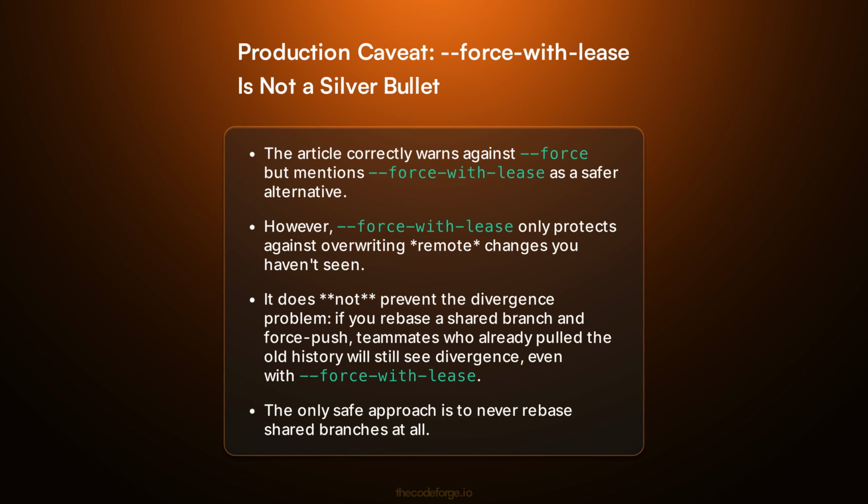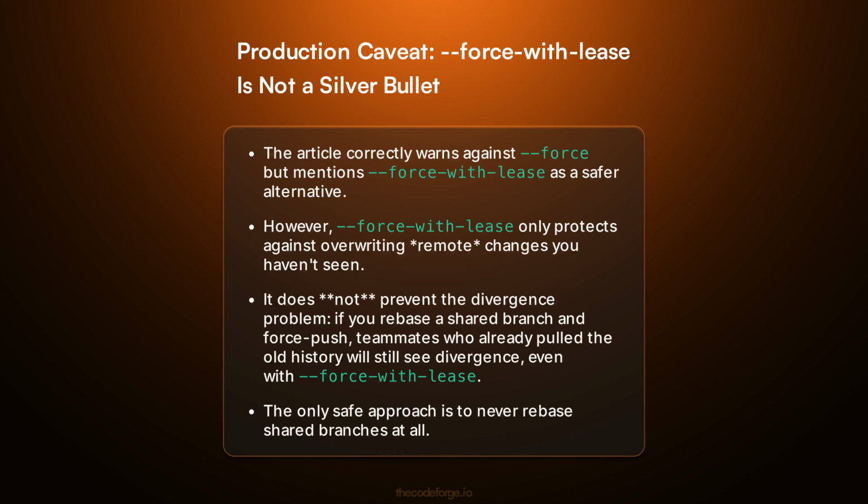However, force-with-lease only protects against overwriting remote changes you haven't seen. It does not prevent the divergence problem. If you rebase a shared branch and force push, teammates who already pulled the old history will still see divergence, even with force-with-lease. The only safe approach is to never rebase shared branches at all.